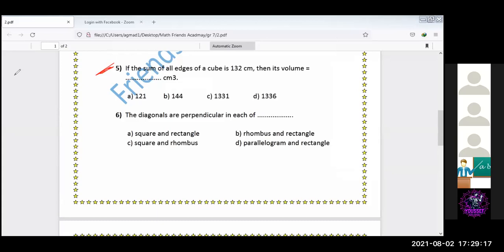Let's take each sentence. The sum of all the edges of the cube is 132. One minute. How many edges in the cube? 8, I think. Are you sure? I mean, no, 12. Yes, like this. We have in the cube 6 faces, 8 vertices, and 12 edges.